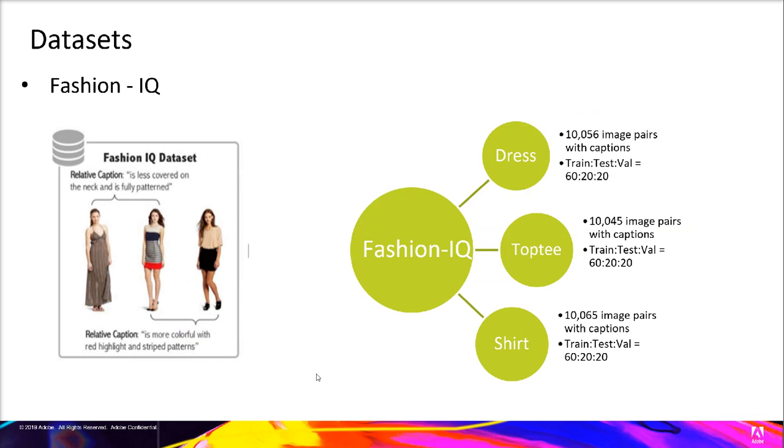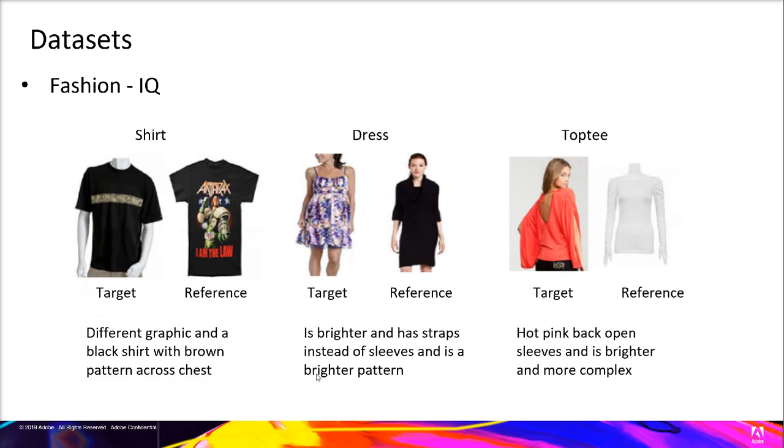So we perform our experiments on multiple datasets. The first being the FashionIQ dataset, which has 3 different subsets of dress, top tee, and shirt images, around 10k examples each. These are some of the examples from the FashionIQ dataset.